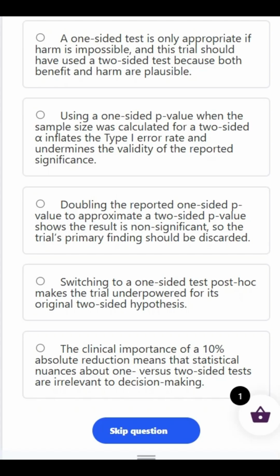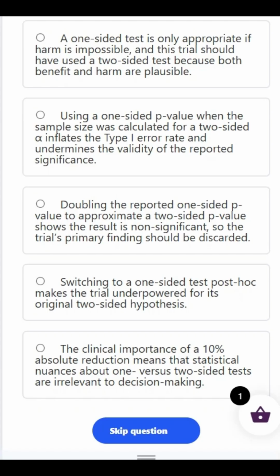C. Doubling the reported one-sided p-value to approximate a two-sided p-value shows the result is non-significant, so the trial's primary finding should be discarded. D. Switching to a one-sided test post hoc makes the trial underpowered for its original two-sided hypothesis. E. The clinical importance of a 10% absolute reduction means that statistical nuances about one versus two-sided tests are irrelevant to decision-making. Take a moment to consider your answer.